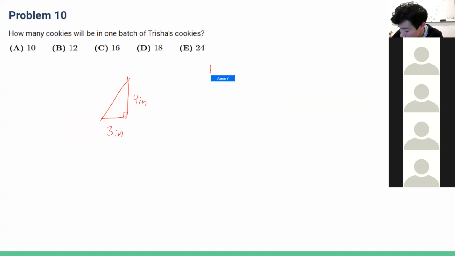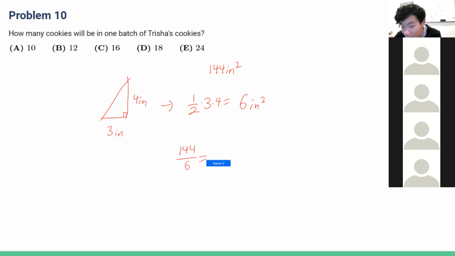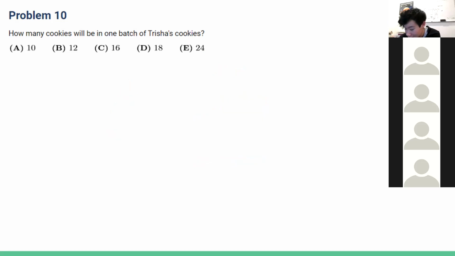So, again, this is how much dough she gets to use, 144. The area of her cookie is 1/2 times 3 times 4. That is 6 inches squared. So all we have to do is just divide 144 by 6, right? The total amount she has by the amount she needs to make a single one. And that gives her 24 cookies. So a lot simpler than the previous one. All right, so that is it for those three.